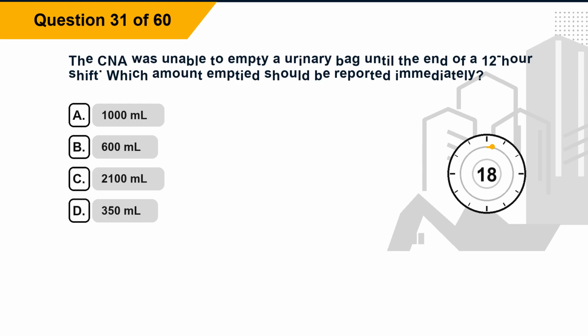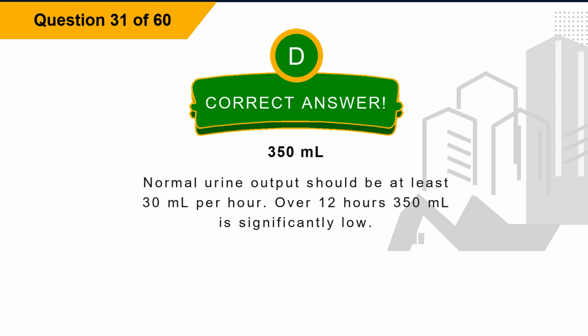Question 31. The CNA was unable to empty a urinary bag until the end of a 12-hour shift. Which amount emptied should be reported immediately? Option A: 1,000 milliliters. Option B: 600 milliliters. Option C: 2,100 milliliters. Option D: 350 milliliters. The correct answer is option D: 350 milliliters. Explanation: normal urine output should be at least 30 milliliters per hour. Over 12 hours, 350 milliliters is significantly low.